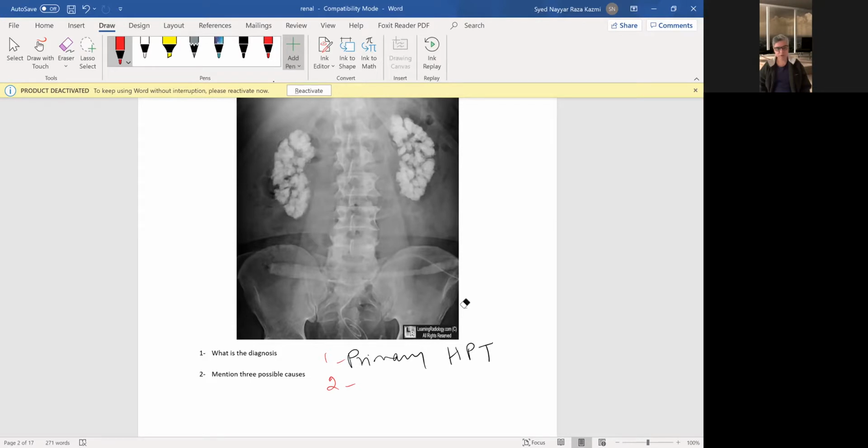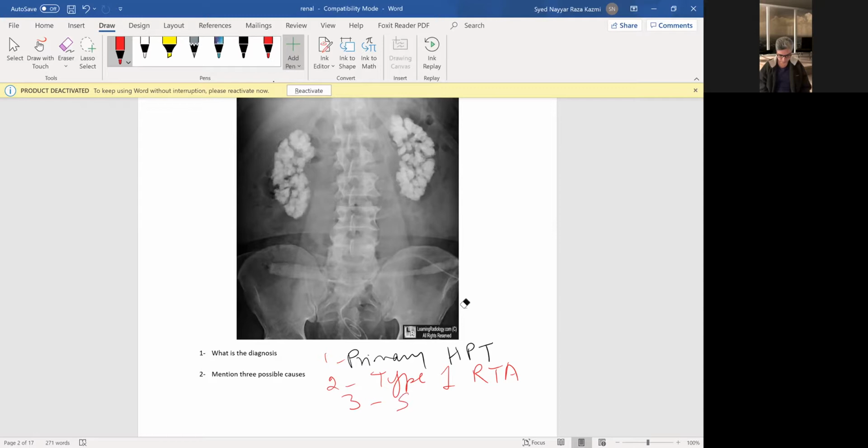Number two, what else can give you this? Type 1 renal tubular acidosis, also known as distal renal tubular acidosis. In distal renal tubular acidosis, the urine is quite alkaline and there is hypercalciuria, and this increased calcium in the urine can get precipitated in the renal tubules and give you nephrocalcinosis. So second is type 1 RTA, renal tubular acidosis.